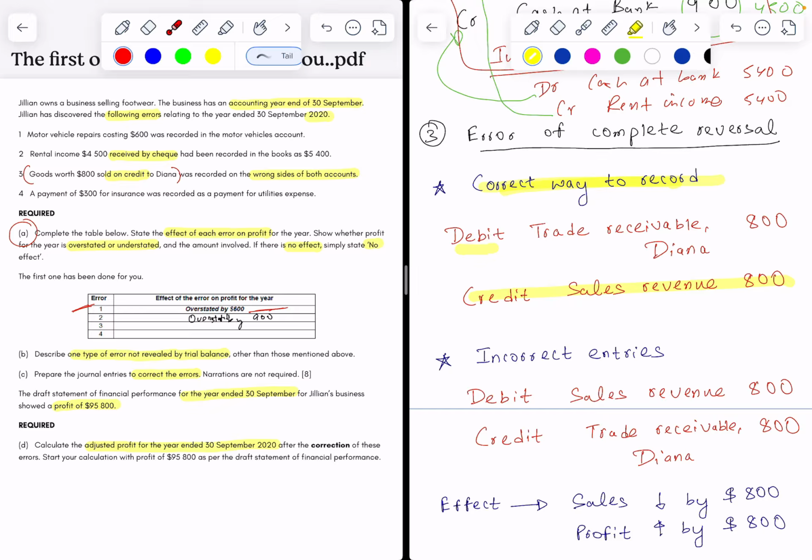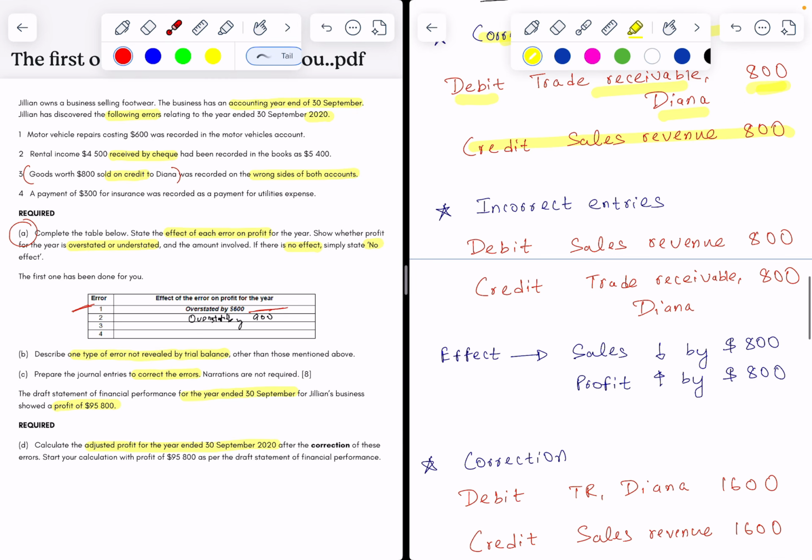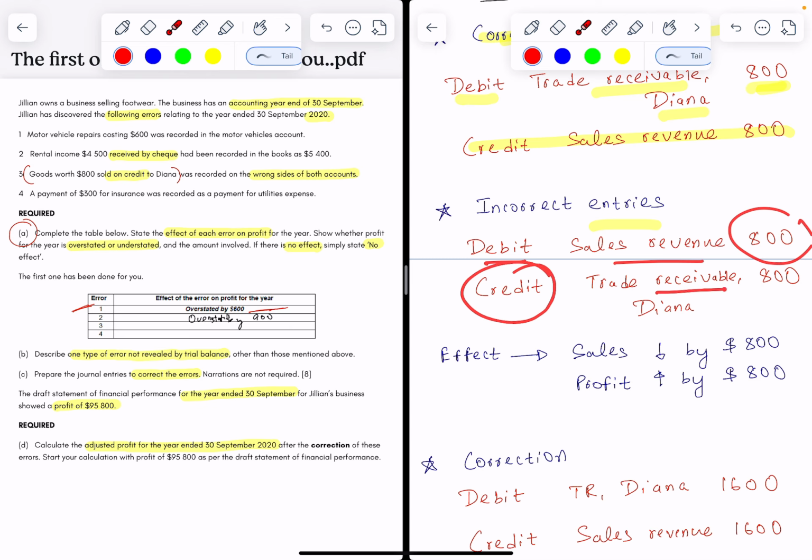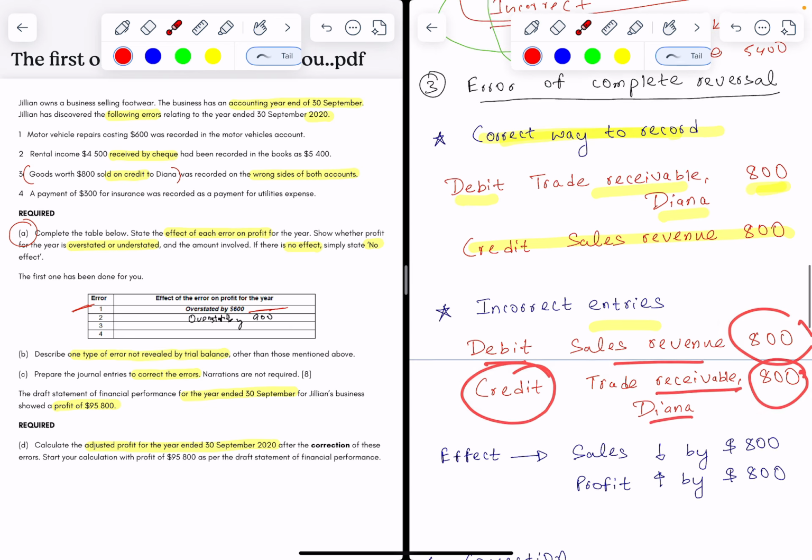So we will debit the account of Diana, specifically a trade receivable, by 800. Okay? All right. Now, if you read through the other words outside of the brackets, it says the goods that were sold to Diana on credit was recorded on the wrong sides. So based on that, the bookkeeper incorrectly recorded this as debit sales revenue by 800 and to credit the trade receivable account for Diana by 800. So which is the exact opposite of what we should have done.